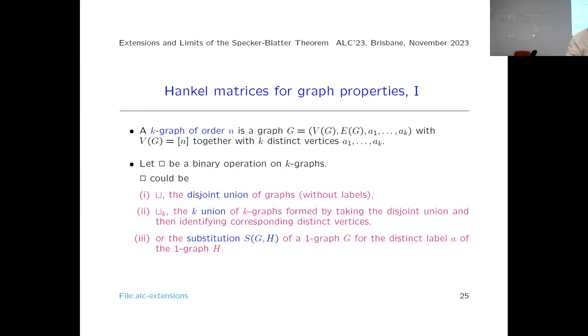But here we look at a graph of order n which has k ports. So there are k distinguished elements on the graph. And we look at operations like disjoint union, where you take the disjoint union and you connect the ports. So it's kind of gluing on finitely many places. We will look at the disjoint union, or the k-union. And we will also look at the substitution of graphs, where you take a graph and a point in the graph, and you put another graph onto the node. You take away the point and you replace it by the whole graph. This is the reverse operation of taking a modular contraction. The theorem we have is much more general, but for our purposes, these are the three operations I want to talk about.